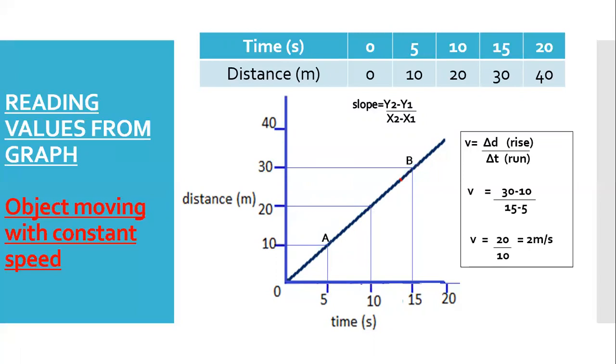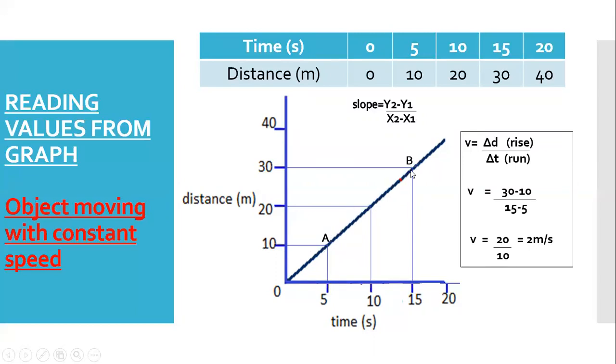intervals. Now, let's suppose you want to find the speed between any 2 points on a line, on a graph, on a slope. So it's pretty easy. You can take any 2 points, B and A. You can also put B over here. You can take A over here. It's up to you. You can use any 2 points.